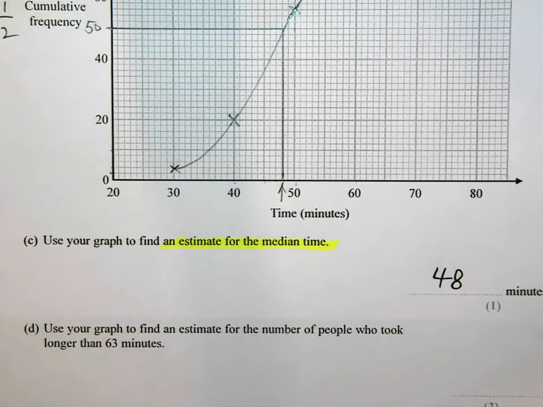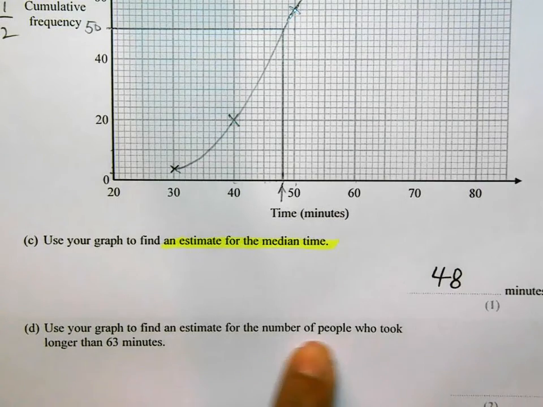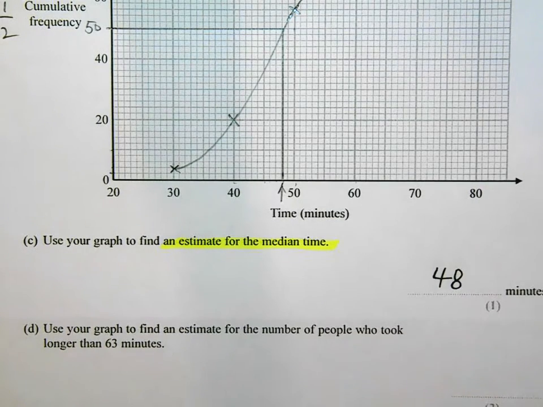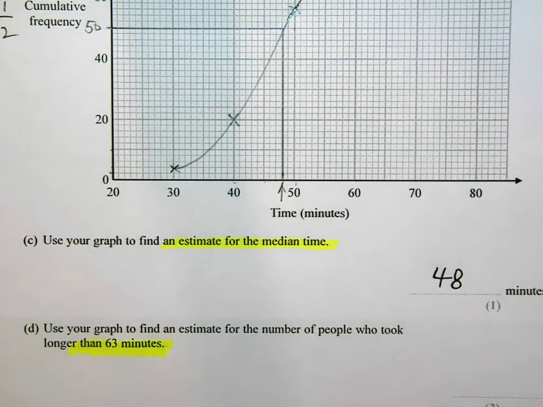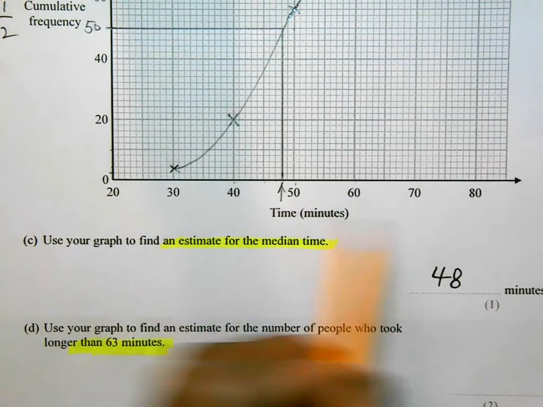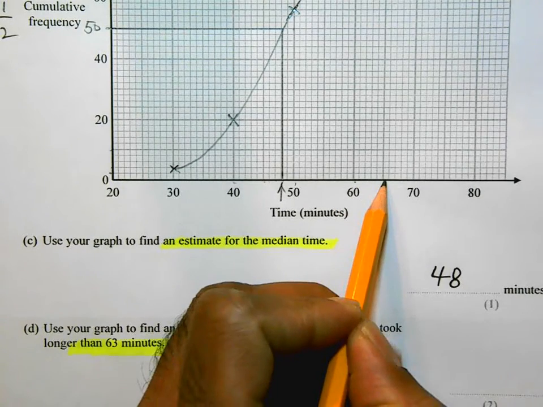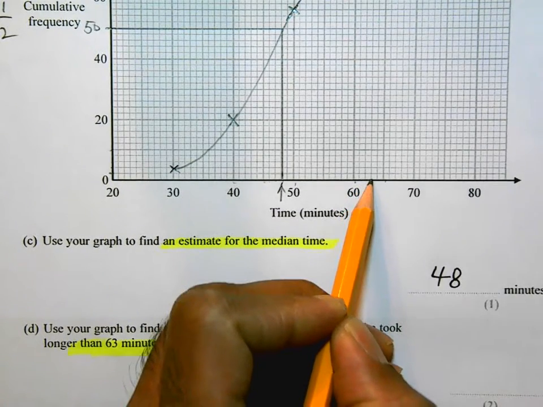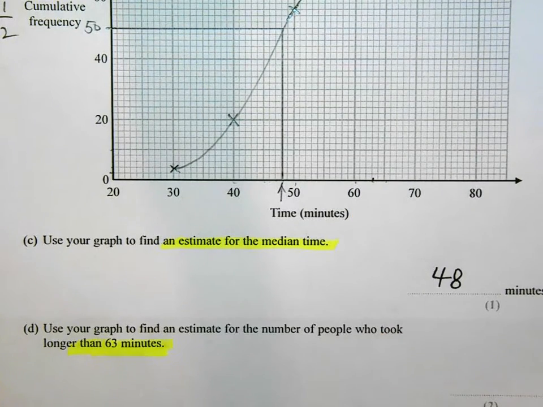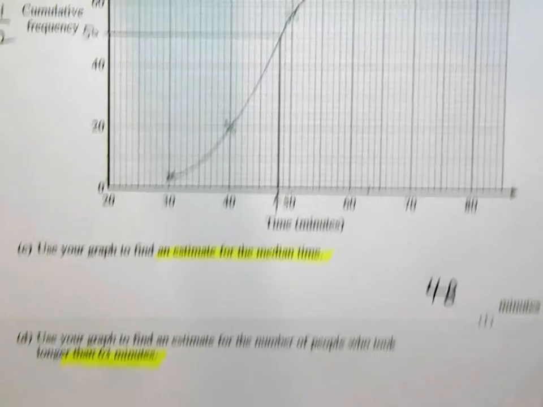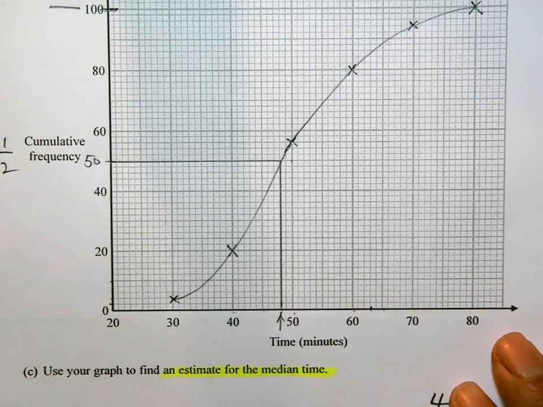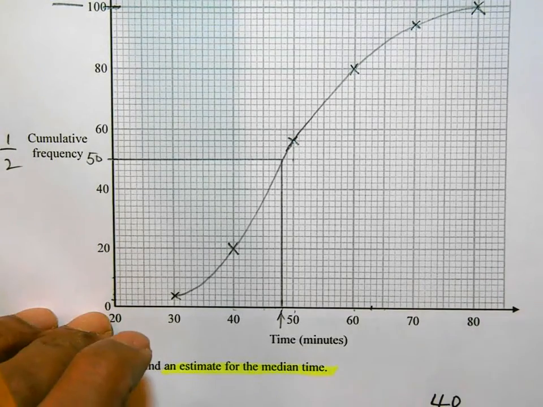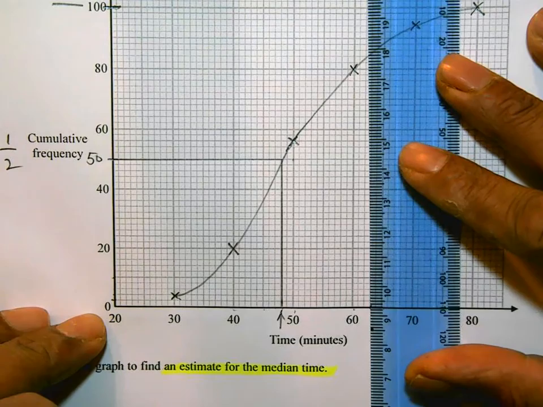Part D says, use your graph to find an estimate for the number of people who took longer than 63 minutes. Find the number of people who took longer than 63 minutes to run this fun run. Now 63 minutes, if I look along the time axis, that's 60. Remember, that's going to be 65. So 61, 62, 63. I'm going to draw a line up to my cumulative frequency graph and then go along it. Now remember, they said to estimate the number of people who took longer than 63 minutes.